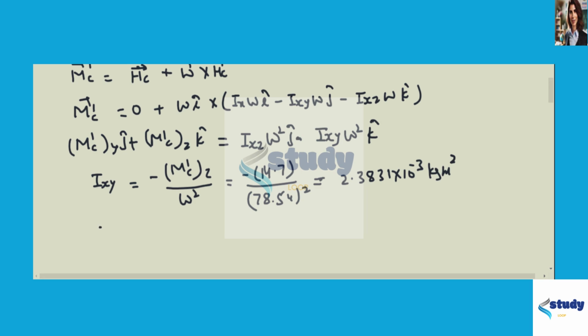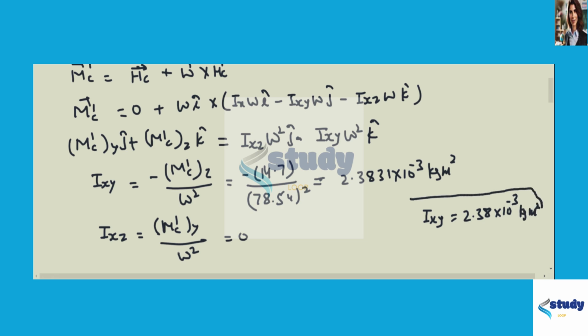And Ixz is equal to M dash C y upon omega square. This value is given as 0, so we can write Ixy as 2.38 into 10 to the power minus 3 kg meter square, and Ixz to be 0. So these are the answers of part A.